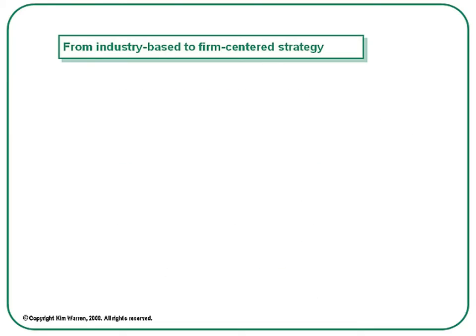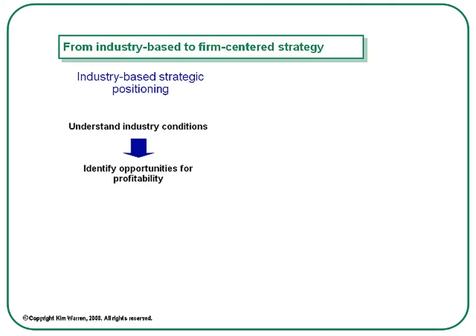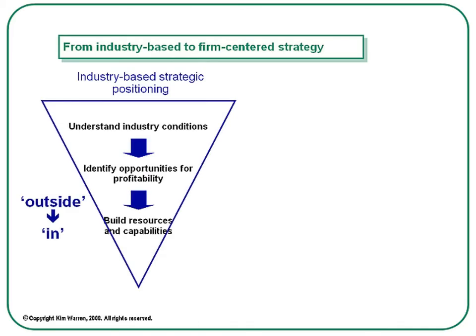In moving from questions of firm positioning to the issues of managing strategy over time, we're also changing the perspective somewhat from an industry-based focus to a firm-centred focus. Classically, industry-based strategic positioning starts by understanding industry conditions, goes on to identify opportunities given those conditions that make it possible to be profitable, and finally reviews what resources and capabilities need to be built. This, if you like, is an outside-in approach to developing strategy.